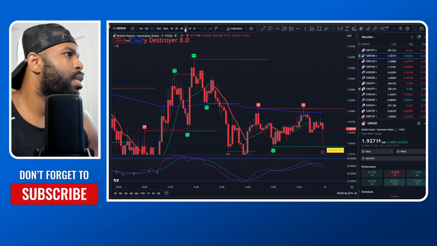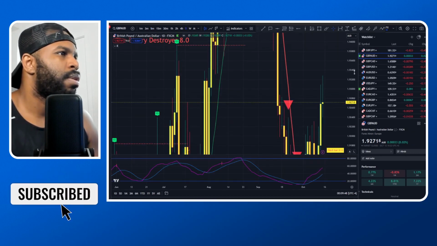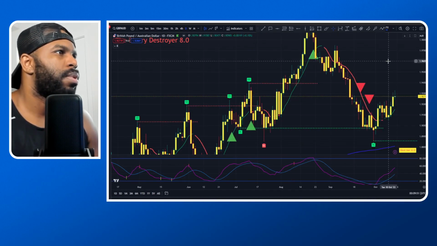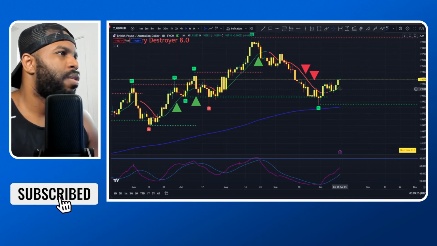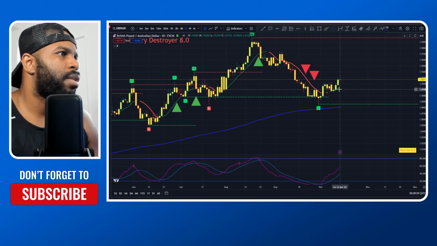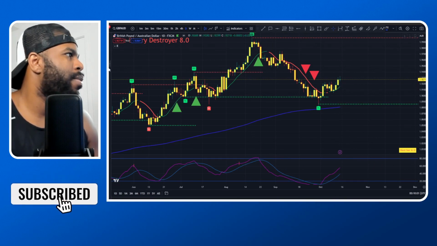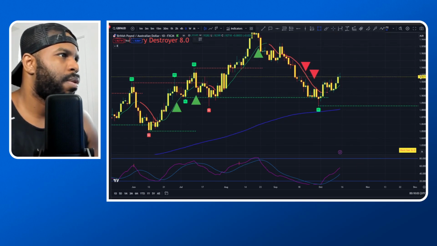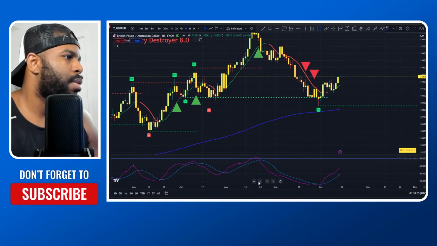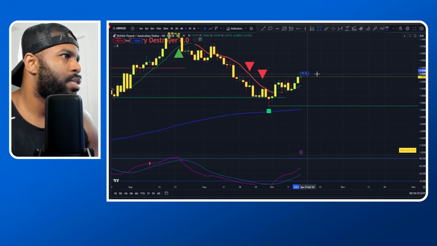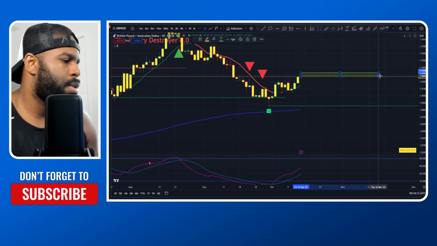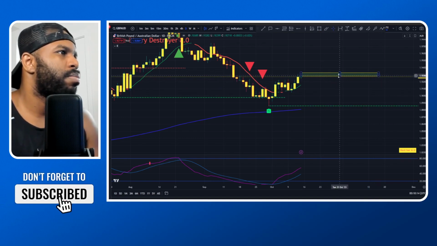Let's go to the daily. Let's go to the daily here. All right, so what was the high and low? The previous high and low here. So this was Friday. So the previous high was here. So I'm gonna mark that as the previous high.